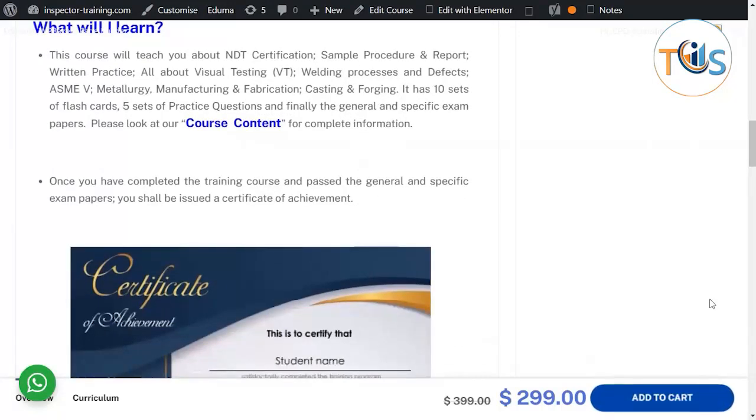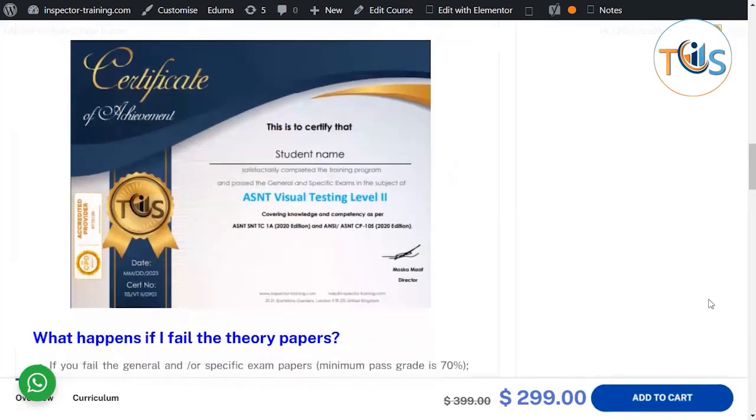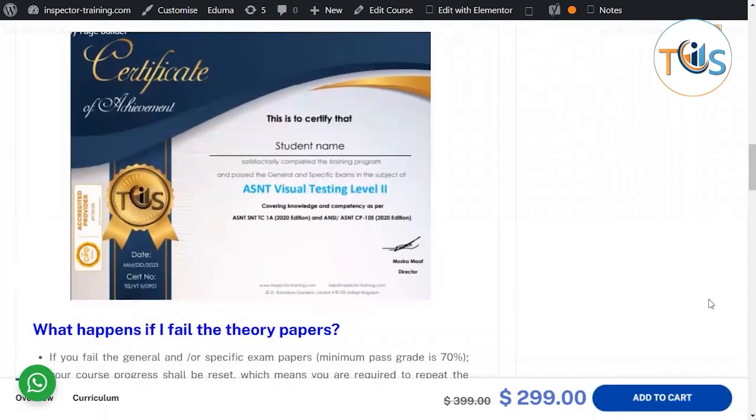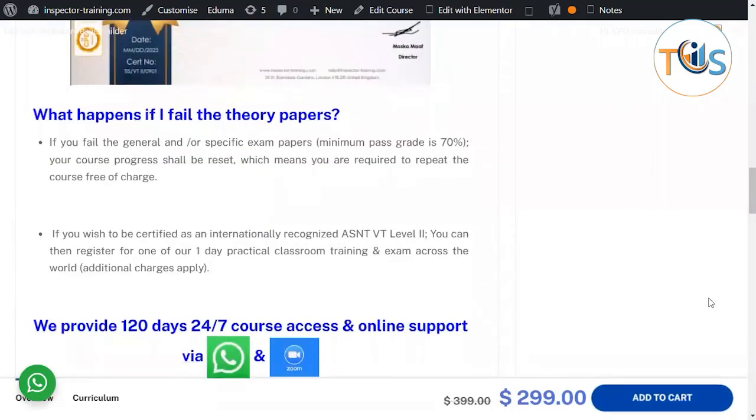We shall go through our course content, but before that, let me tell you that once you have completed the training course and passed the general and specific exam papers, you shall be issued a certificate of achievement certifying that you have met the classroom training requirements for VT Level 2 according to ASNT SNT-TC-1A and ANSI CP-105.